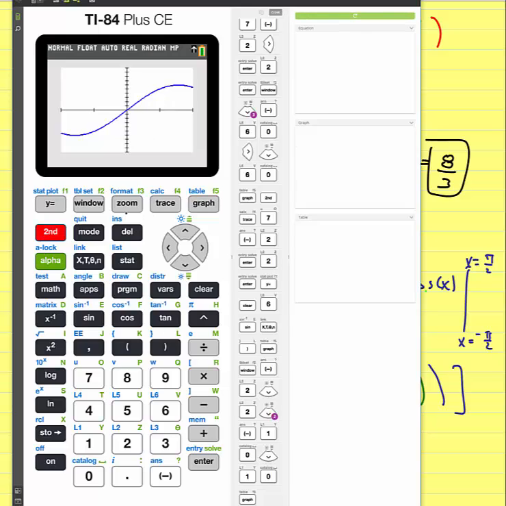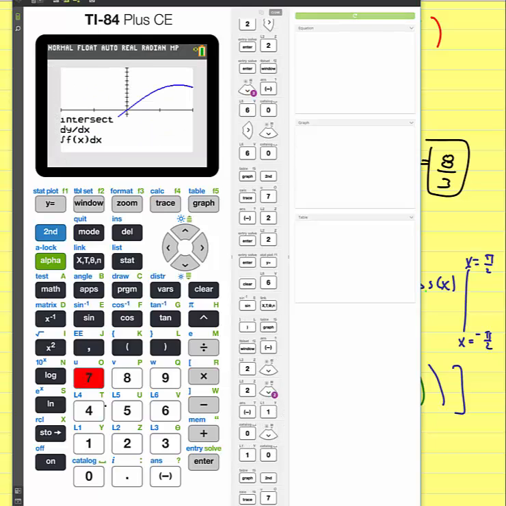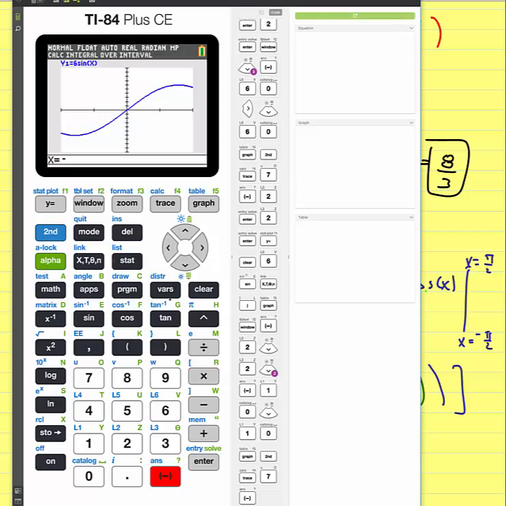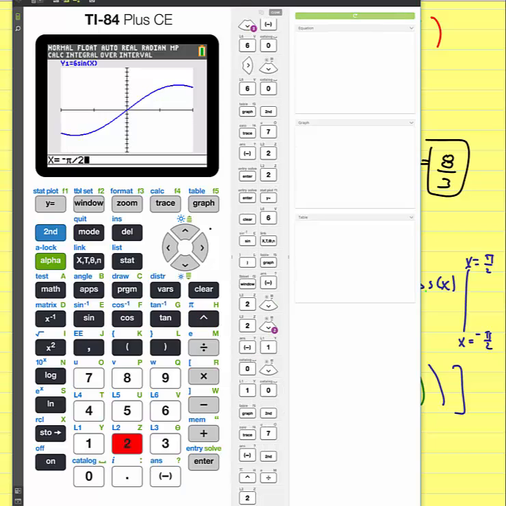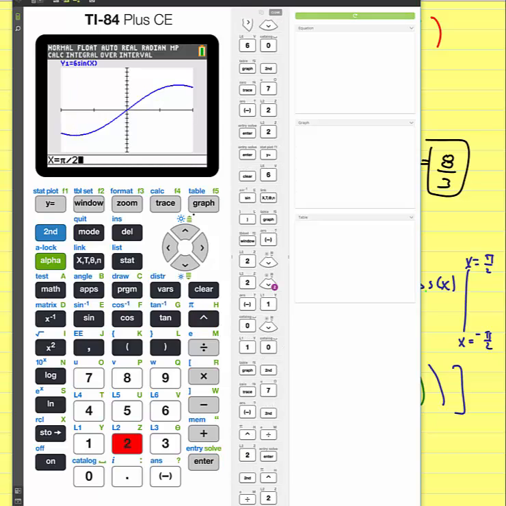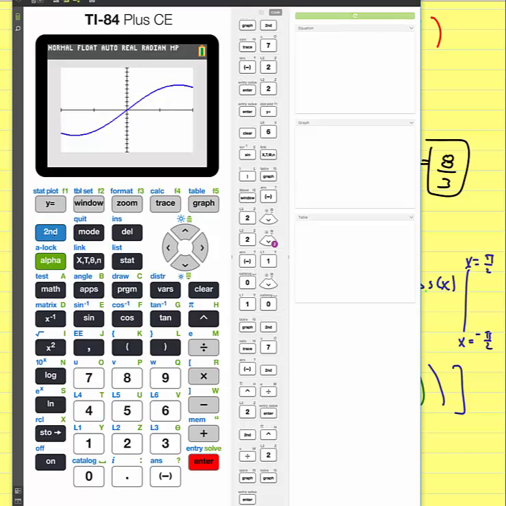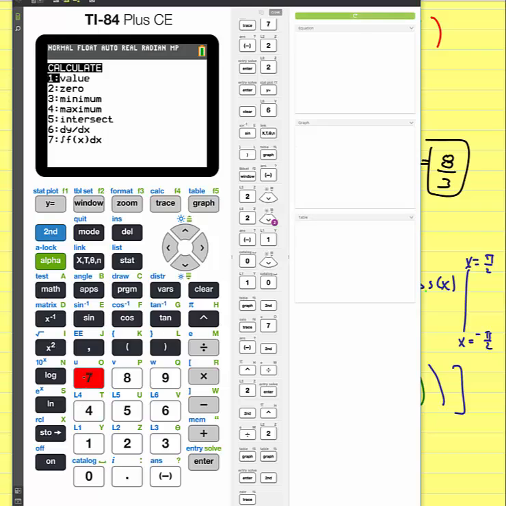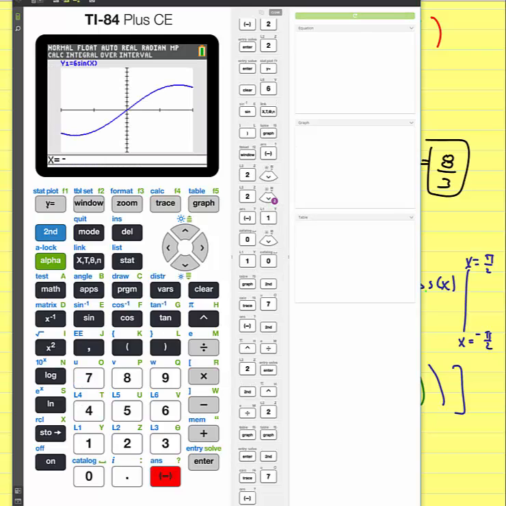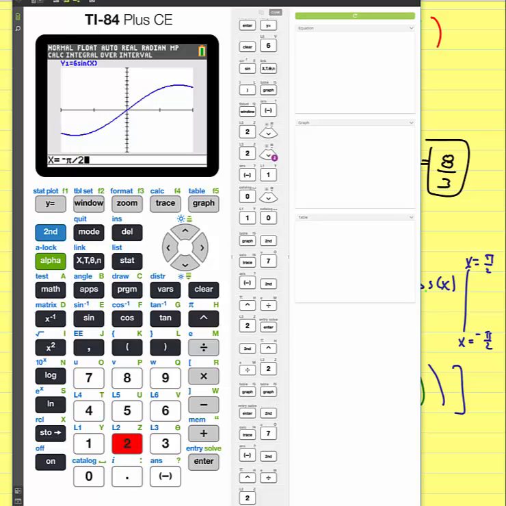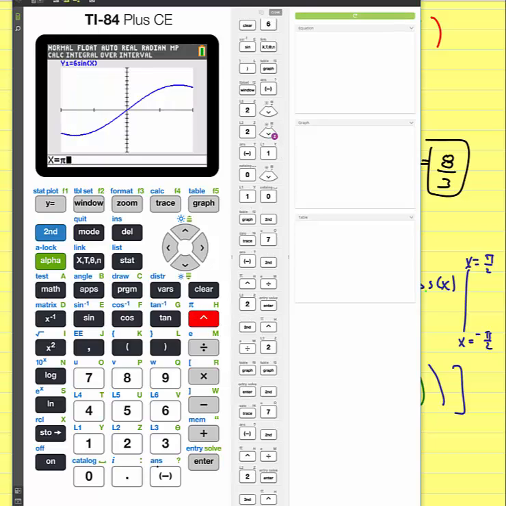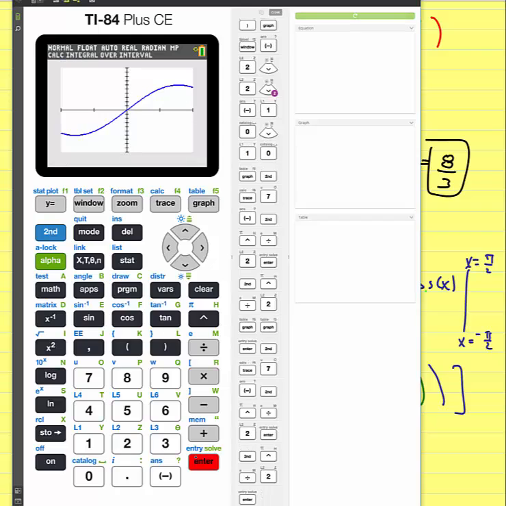So now we can go to second calc. And we're going to integrate this. And my lower bound is negative pi over 2. And then my upper bound is positive pi over 2. Maybe I should have hit enter. Let me try that again. Second calc. Going to integrate. So negative pi over 2. And then my upper limit of integration would be a positive pi over 2. Hit enter. Now it'll shade it in.